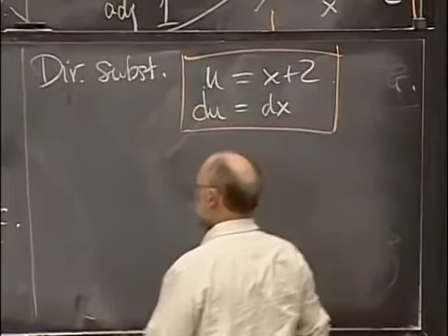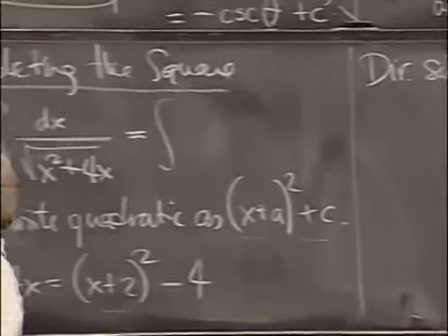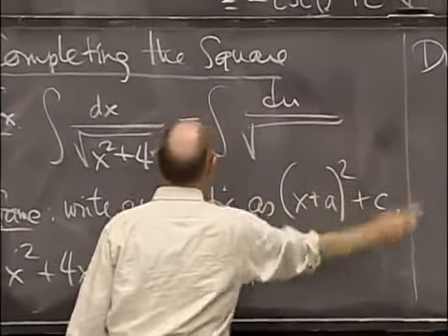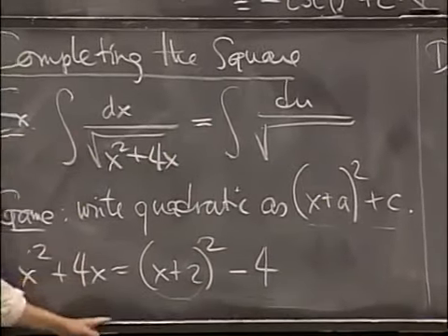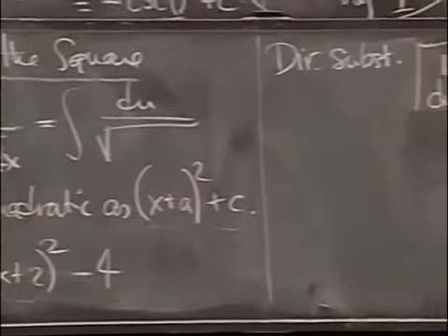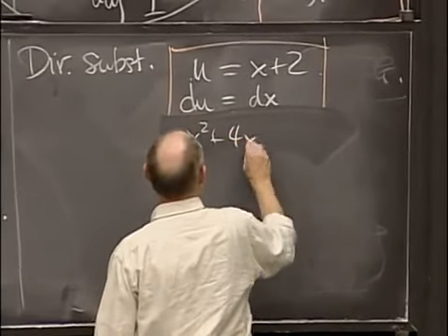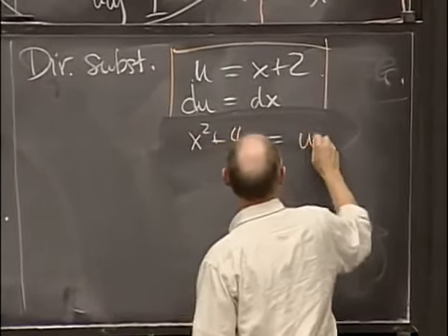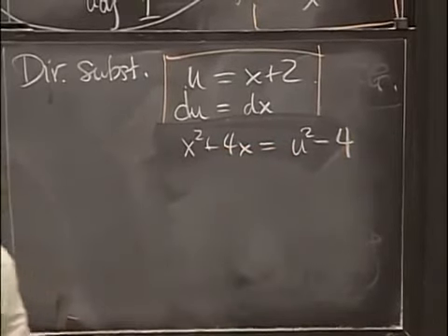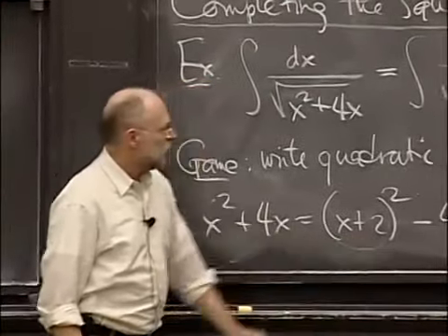And then rewrite the integral in those terms. So dx is du. And then in the denominator, I have the square root of that. I think as part of this, I'll write out what x squared plus 4x is. The point is, it's equal to u squared minus 4. X squared plus 4x is u squared minus 4.